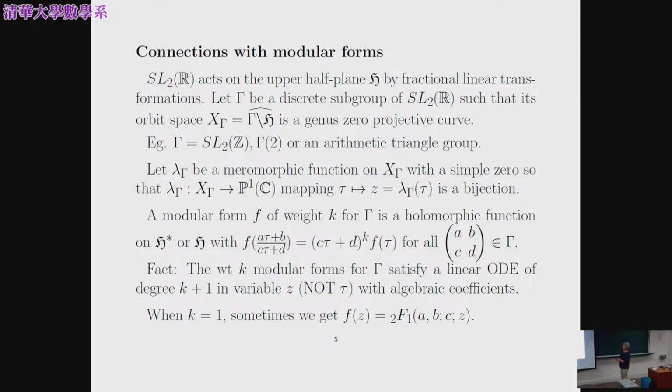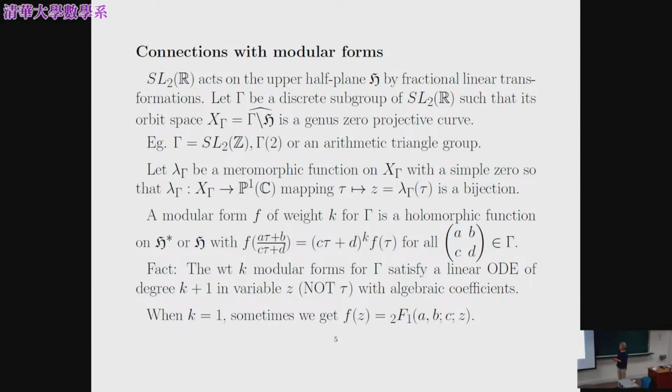So that means that this orbit space X gamma is isomorphic to the projective line over the complex numbers. So that means that on this orbit space, there is a meromorphic function with a simple zero and also a simple pole, which is a bijection between this curve and P1C. Let's just choose a fixed one, and call that lambda.